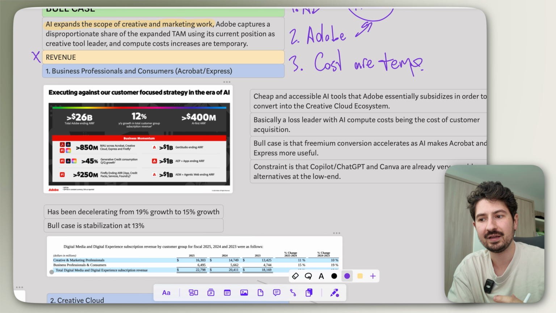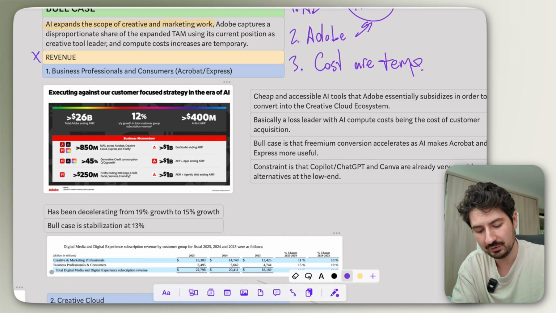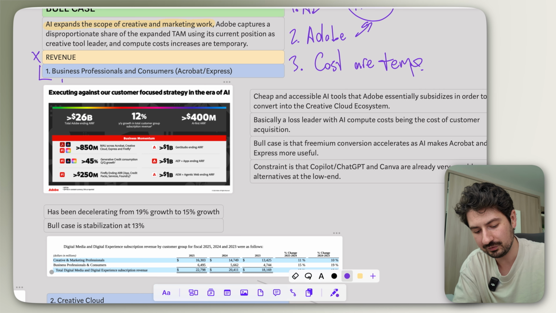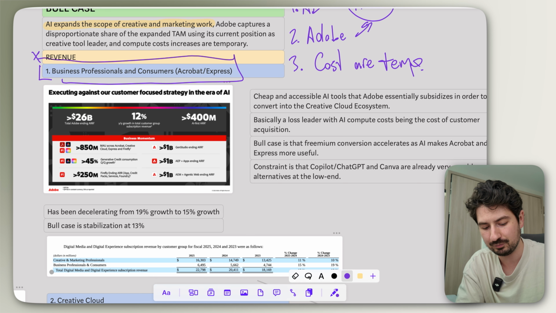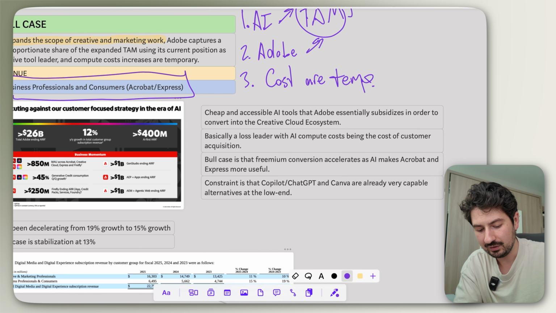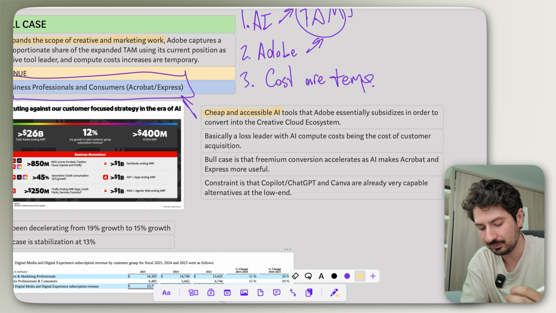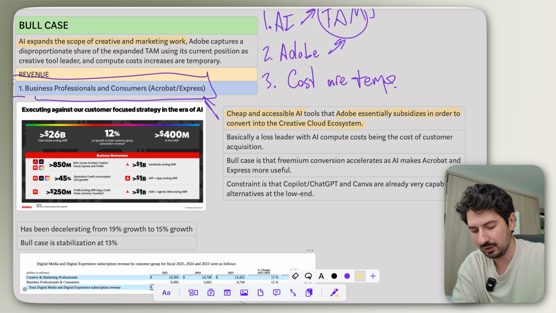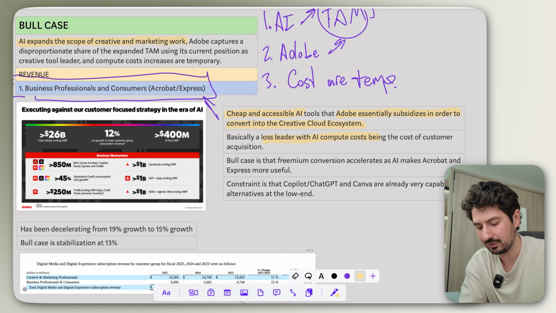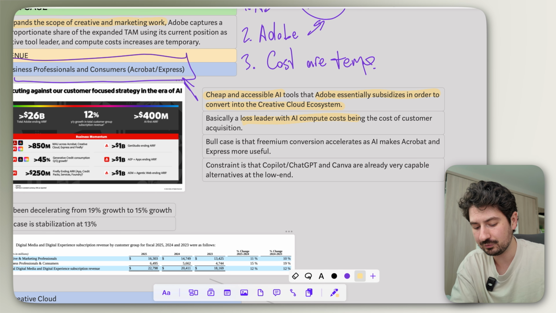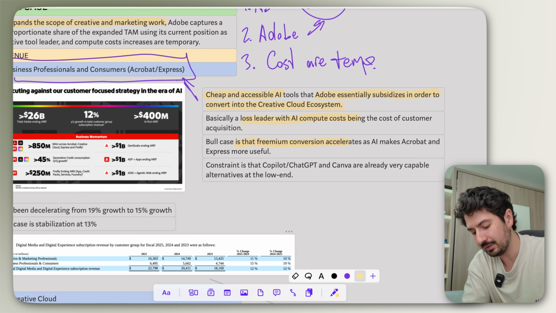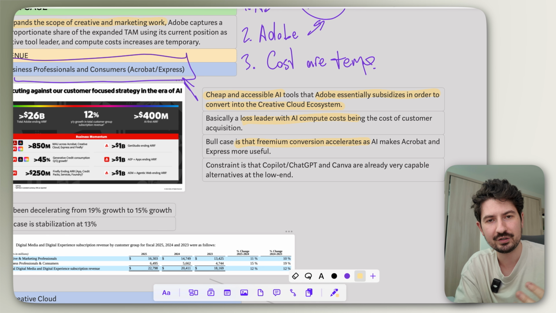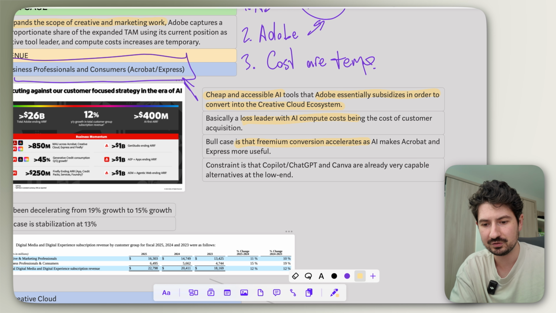We know that Adobe has a few different customer segments. The first is the business and consumers group, which is Acrobat and Express. So what Adobe's doing right now is that they're providing these as cheap and accessible AI tools, and they're essentially subsidizing it and using it to convert those users into the Creative Cloud ecosystem. It's a bit of a loss leader, with AI compute costs being the cost of customer acquisition, but our bull case will assume that there's a lot of freemium conversion as people buy AI credits on Adobe Express, and they use those to create their images and use some of the more advanced paid features of Adobe Express.